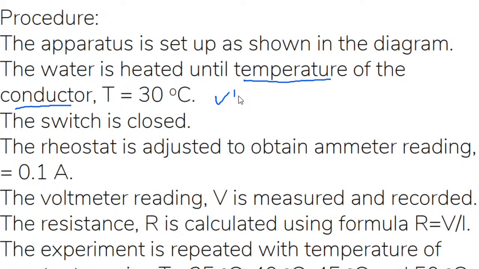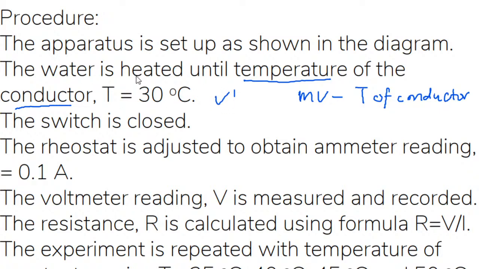Okay, but if you write, let's say, water is heated until temperature of water T equals T, that will be a question mark, because the manipulated variable is the temperature of the conductor. Or we can just write temperature. Understood, it is the temperature of the conductor. So if here you write temperature of water, that will be a cross.